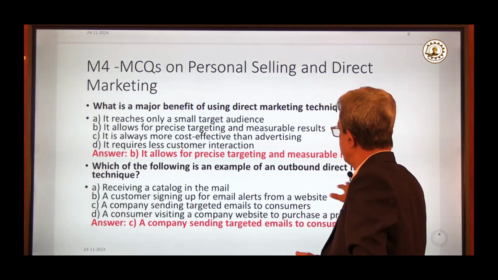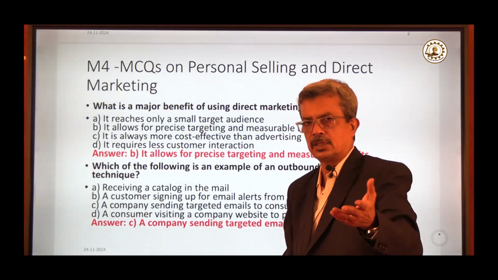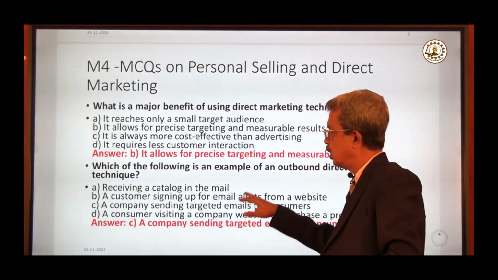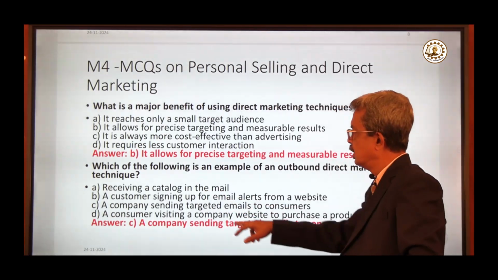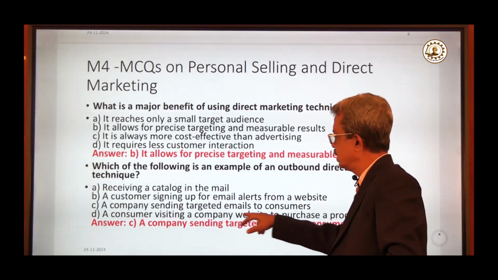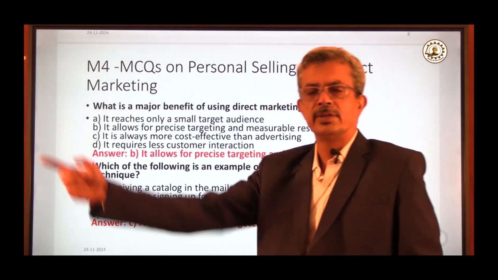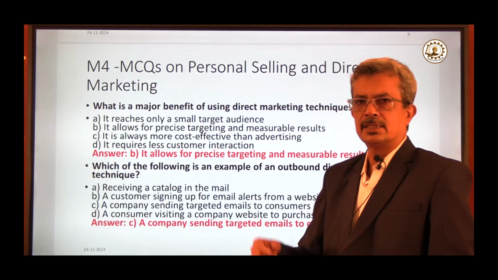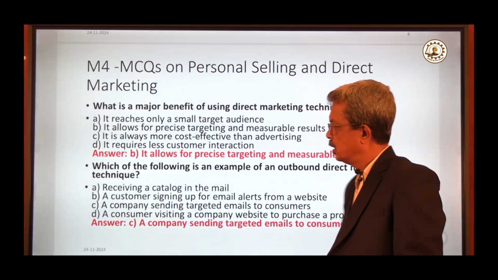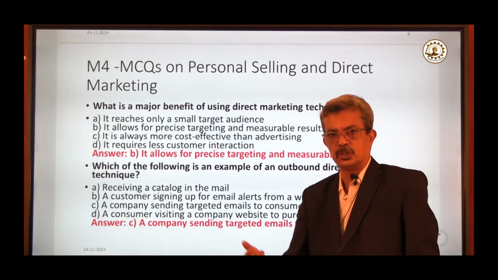Which of the following is an example of an outbound direct marketing technique? Outbound is basically what goes out from the company to the consumer, right? So the company is sending targeted emails to the consumers. The options are: receiving a catalog in email, a customer signing up for email alerts, the company sending targeted emails, the consumer visiting a company. Of the 4 options, there is only one where the company reaches the customer, right? Outbound marketing is where the company reaches the customer. So the natural option is option C, the company sending targeted emails to the end consumers, right?